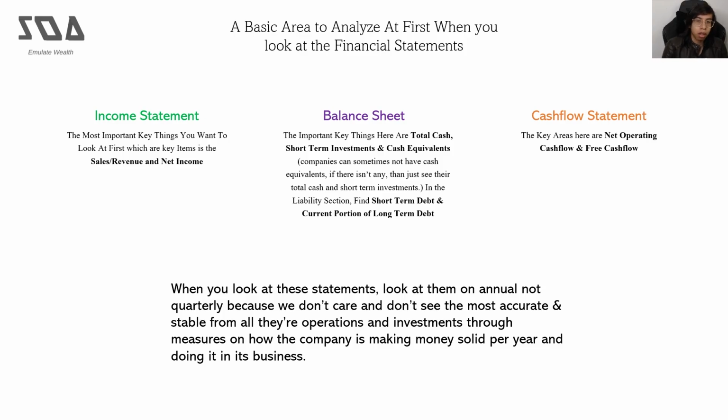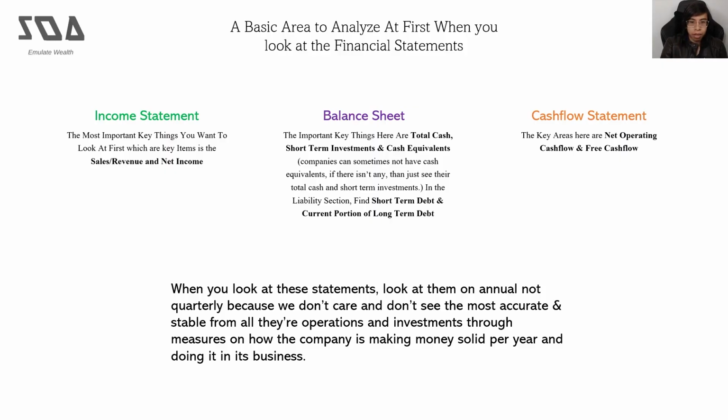In the liability section, the key area is to find the short-term debt and current portion of long-term debt, right? Those added together into a total sum. The cash flow statement, on the other hand, the key area there is going to be the net operating cash flow and the free cash flow, okay?